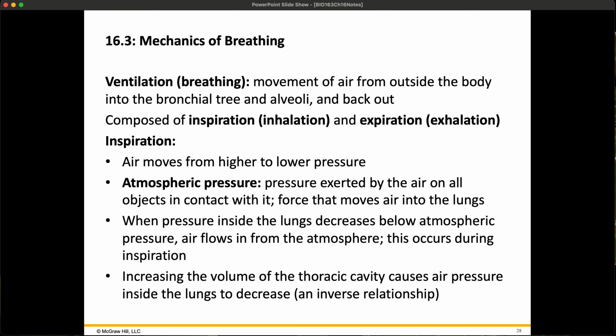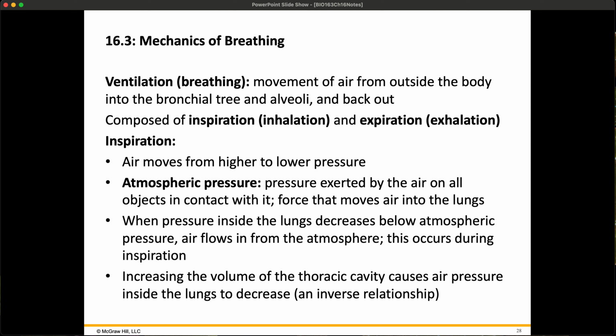All right, let's look at some mechanics of breathing. That was most of the structures of the respiratory tract. Now we're getting into how we breathe and that regulation. Breathing, we can call it ventilation. If someone's on a ventilator, they're being artificially directed to breathe.